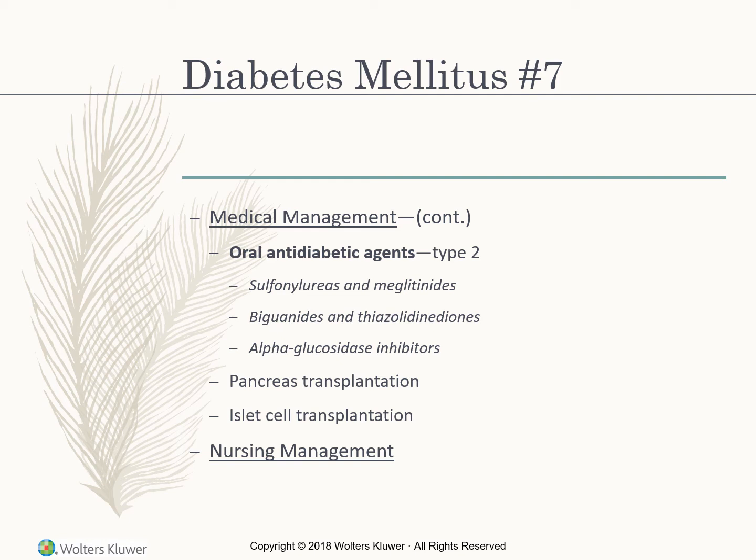We also have alpha glucosidase inhibitors, and these are drugs such as miglitol and acarbose. They inhibit an intestinal enzyme that breaks down complex carbohydrates into glucose, a simple sugar. And when this enzyme is inhibited, the process of forming glucose is slowed, and glucose is absorbed more slowly from the small intestine. Consequently, the blood glucose is balanced with the body's available insulin.